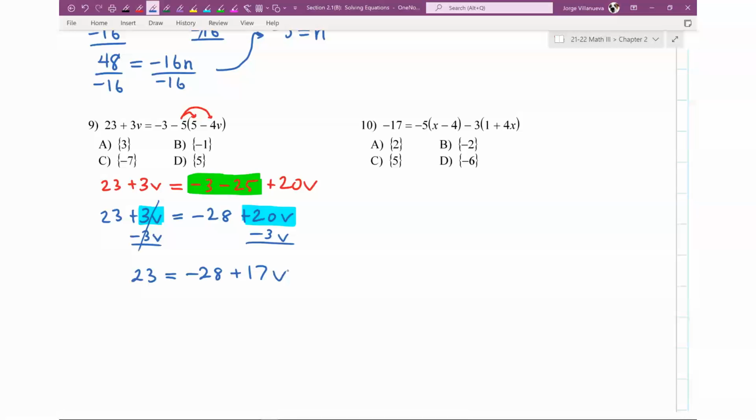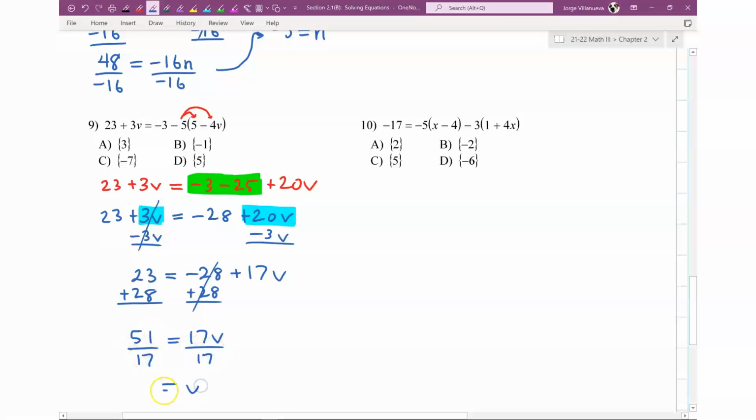So last step is what? What do I move? I'm going to move the -28. And actually, that's not the last step, but it's one of the last 2 steps. So we're going to add the 28 to both sides. That gives me 17v. And 28 plus 23 is 51. So now our last step is division, right? So divide by 17. V is 3. Okay. So I'm going to go ahead and stop there. I'm going to stop the video.